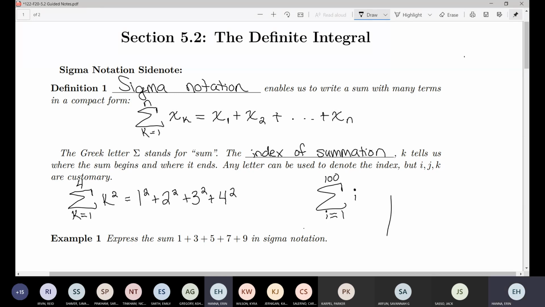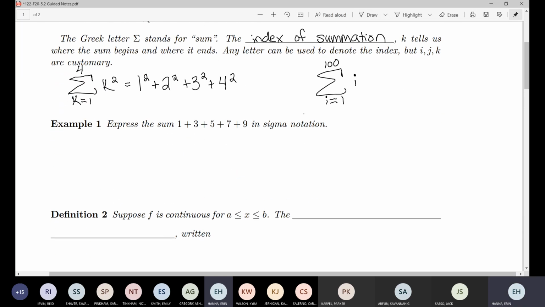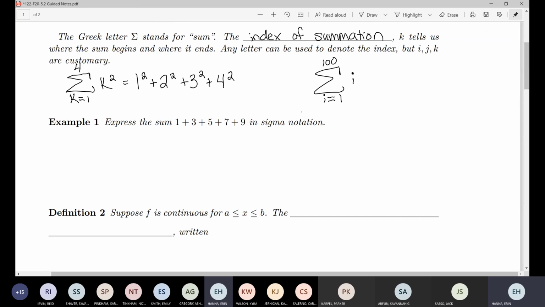So say I wanted to express the sum 1 plus 3 plus 5 plus 7 plus 9 in sigma notation. Now there's going to be one thing in this piece that you're going to have to kind of trust and believe me for. Notice that all of those are odd numbers. And remember, we need some sort of notation to tell us what the terms kind of look like.